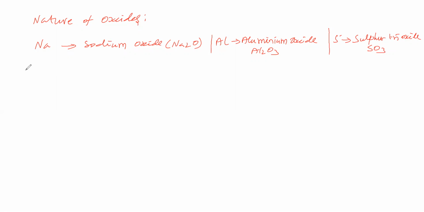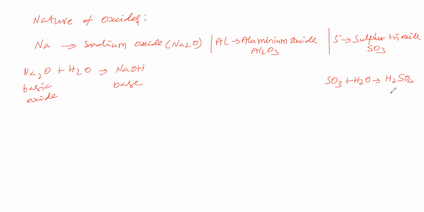Sodium oxide on dissolving in water gives what? Sodium hydroxide. Sodium hydroxide is a base, therefore sodium oxide is a basic oxide. Next, SO3, sulfur trioxide, on dissolving in water, we will get sulfuric acid. Sulfuric acid is an acid, therefore SO3 is called an acidic oxide. SO3 is an acidic oxide in the sense that it has dominant acidic nature. Na2O is a basic oxide in the sense that it has dominant basic nature.